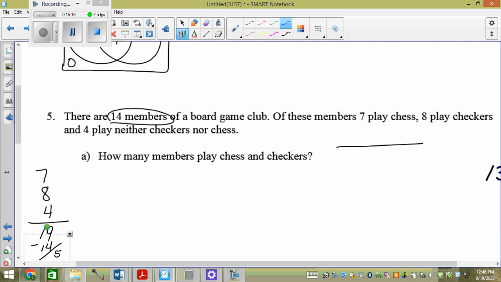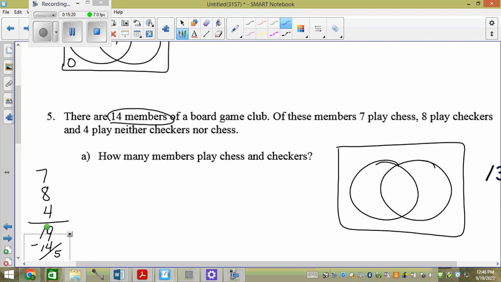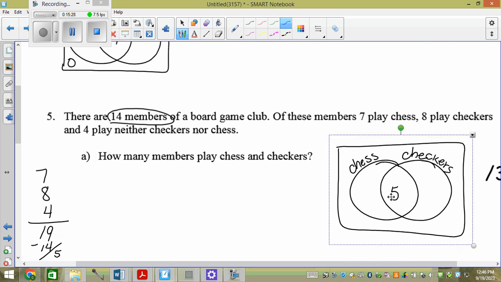So when I go to do my Venn diagram, I don't short form, I put a box around it. I have chess, I have checkers, I have 5 in both. How many play chess only? 2. How many play checkers only? 3. And then there are 14 in the club. How many are out here? Because that makes up 10, right?